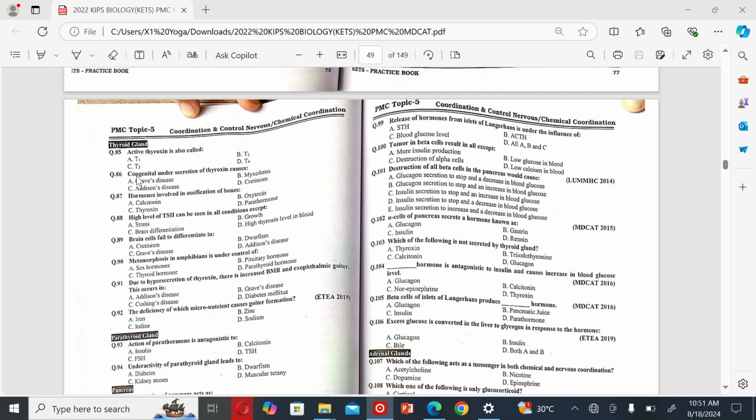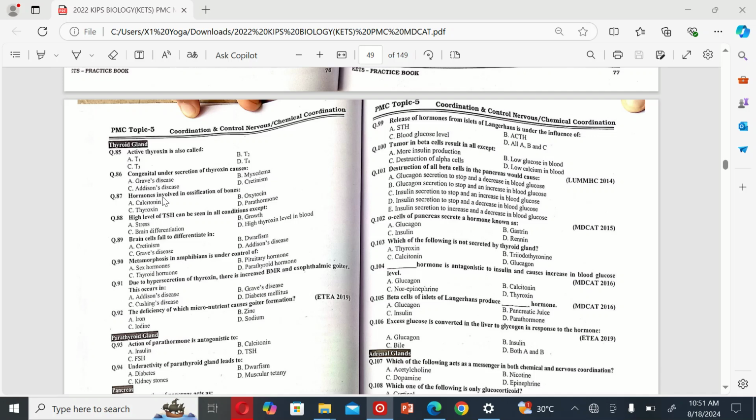The next MCQ is: congenital undersecretion of thyroxine causes A. Krabs disease, B. Myxedema, C. Addison disease, and D. Cretinism. So the correct option is D.